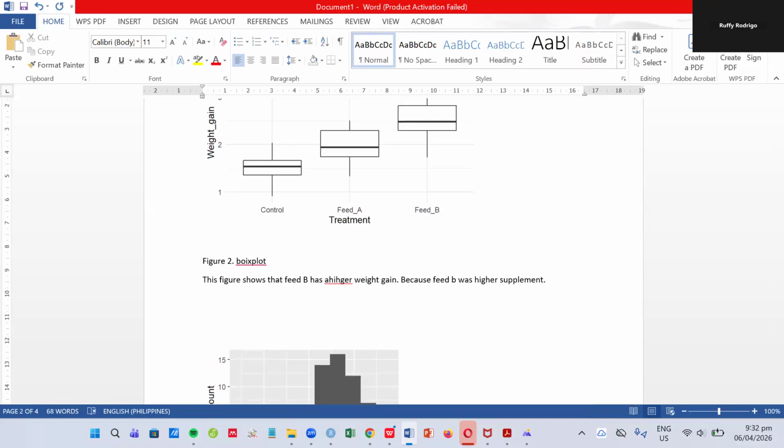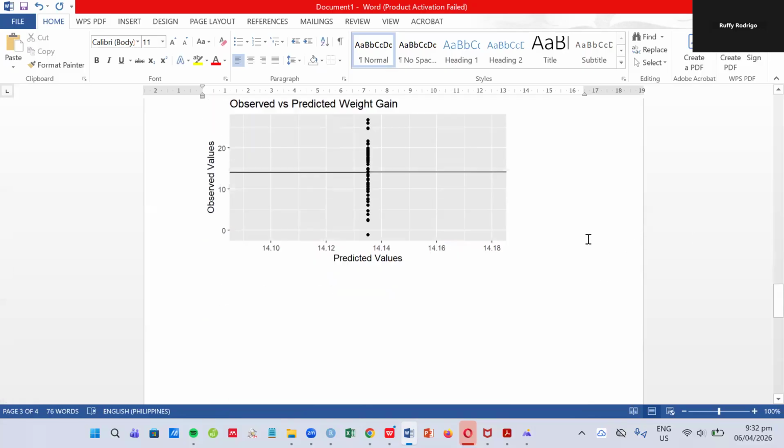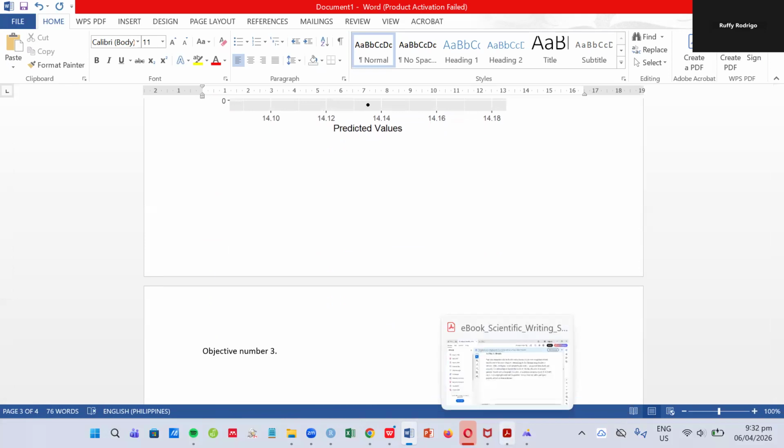Actually, you can also do it like this. Control is solo, and then so on. Feed A is in the middle. I don't know, something like that. You can just write whatever you want to write, and then let's go back to my tutorial.